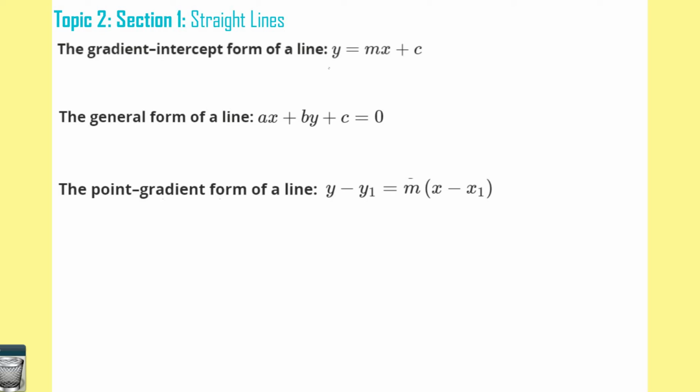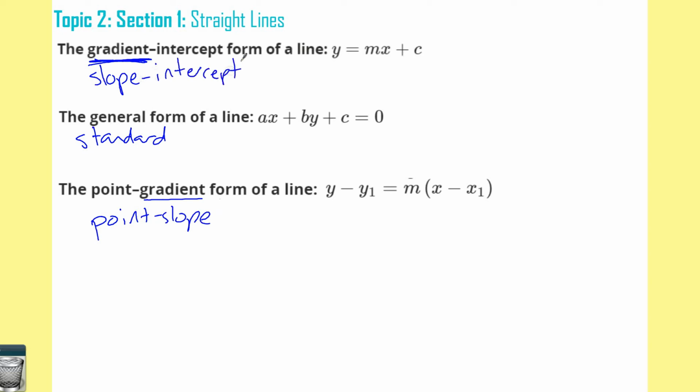Now, Cognigy calls them different. All right? The gradient is just a fancy word for slope. So that's the slope-intercept form, the general form, or what I called it in my class, standard form. And then the point gradient form is just a fancy way of saying point slope form. Okay, so these are your three equations. You want to know their names, all right, be able to recognize them.